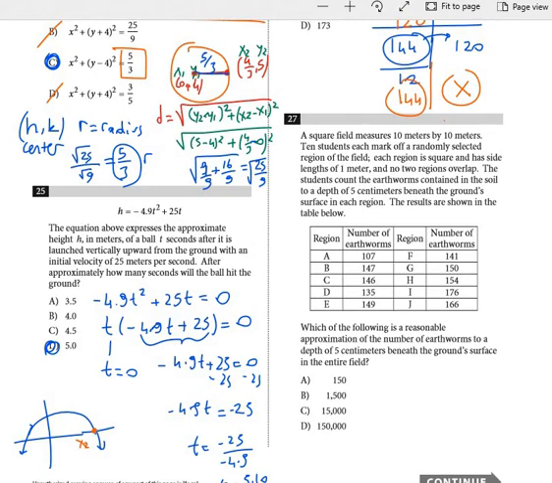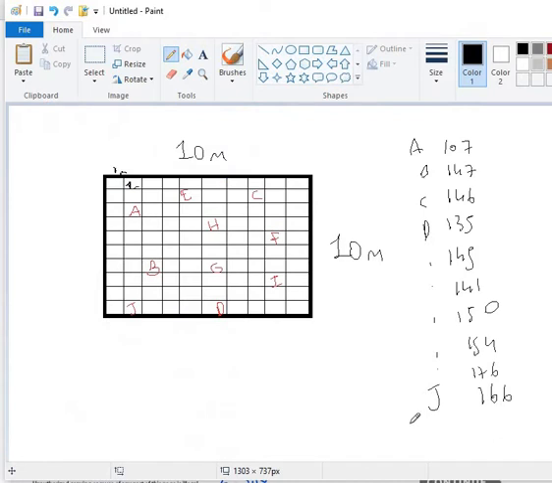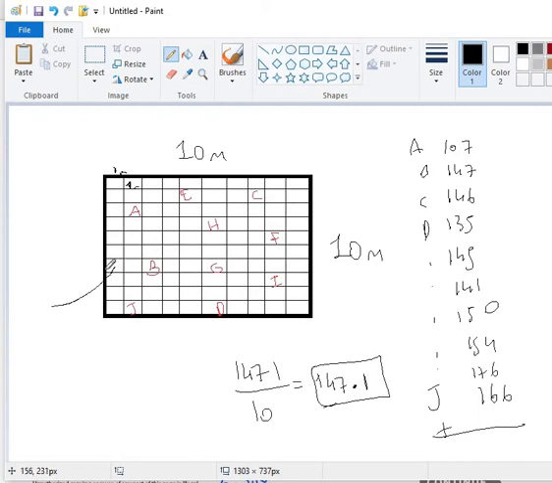So to be able to approximate the average number of the earthworms, we are going to add them up, and we are going to obtain 1471 if you add all those numbers using your calculator, and divided by 10, you're going to obtain 147.1. That's the average. But we know that each cell here is representing 1/100th of the total. So I need to multiply this number by 100. So 147.1 times 100 will be 14,710. So this is the reasonable approximation.